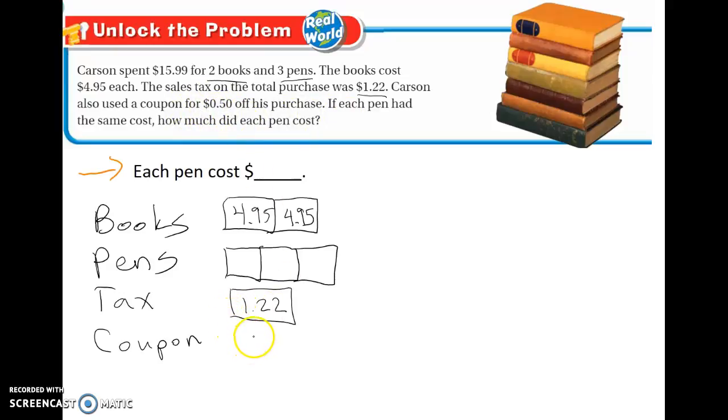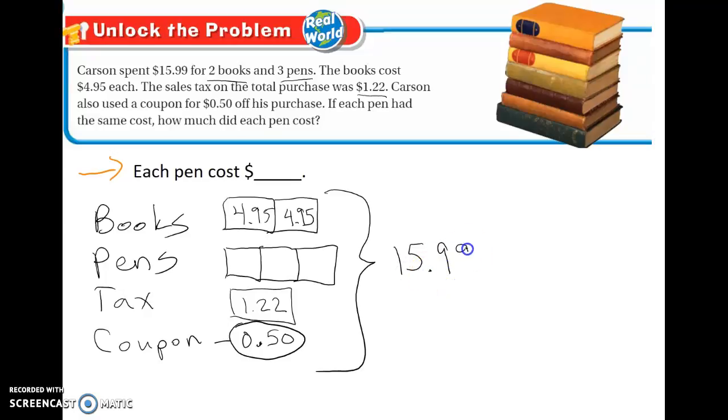So I'm going to write that in here as 50 cents, but I'm going to show that as different. I'm going to circle that or write it with a minus sign to show that the coupon is not something he paid, it's something that was a discount. So the last part, which is actually the first part here, is that all together Carson spent $15.99.